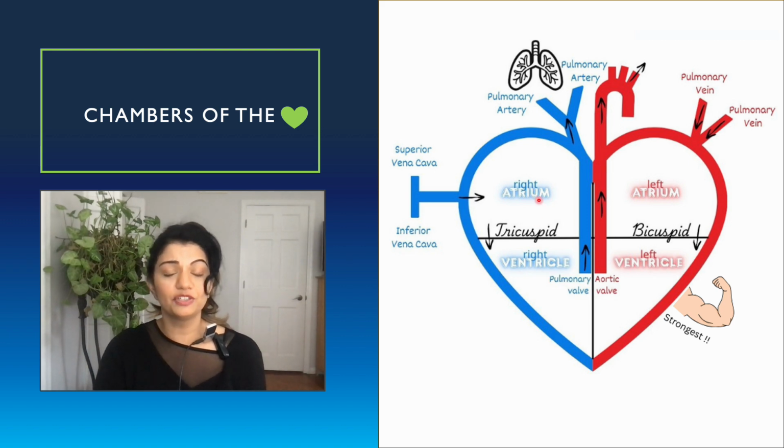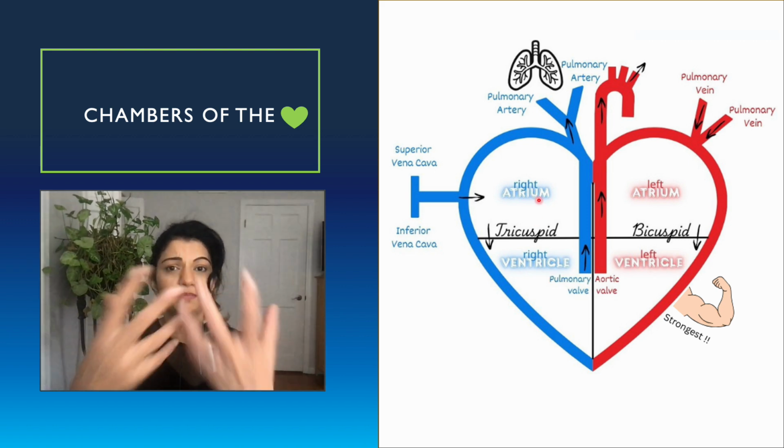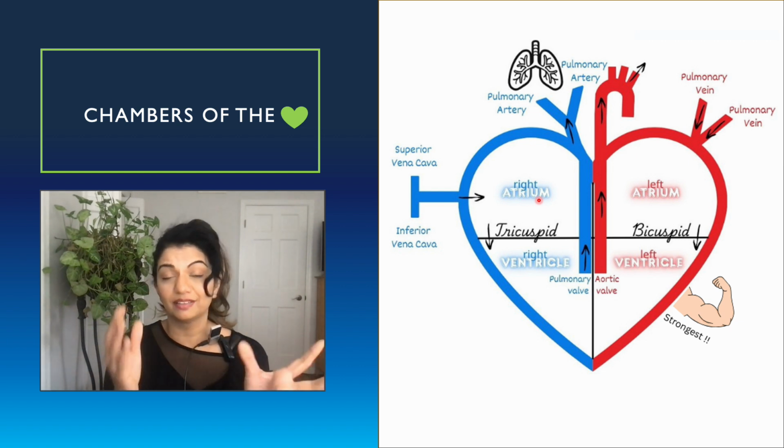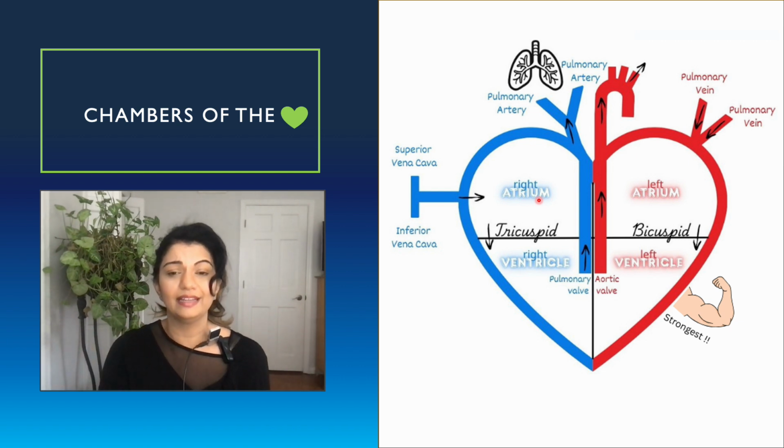So then you want to orient yourself because you're looking at somebody else, you're looking at a patient, for example. So then you want to make sure you label the right and left sides accordingly. And that's what you would do: right atrium, right ventricle, and then left atrium and left ventricle.